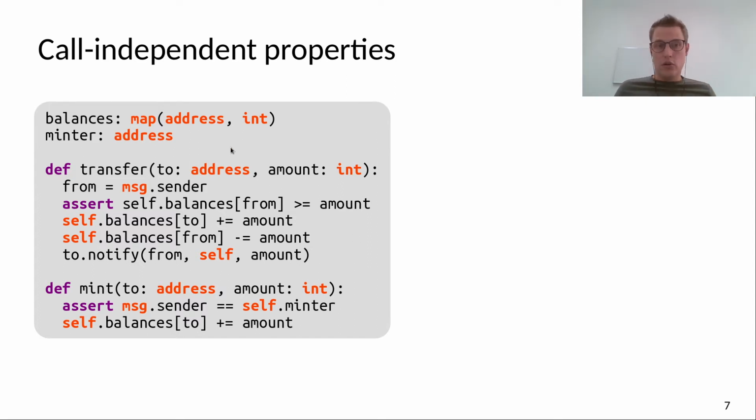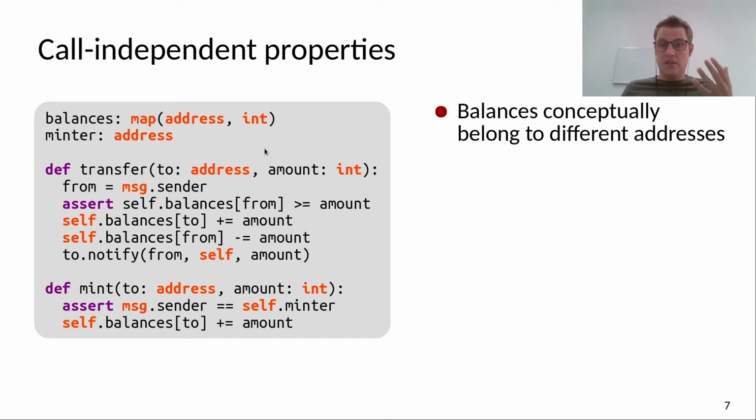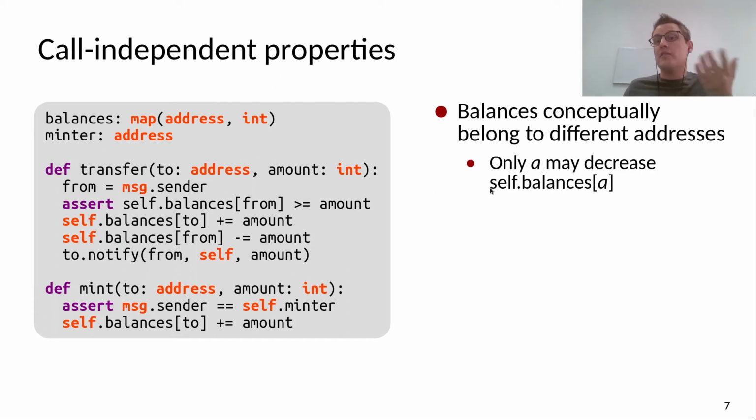So let's again look at the token contract from the beginning. If I'm a client of this token contract, one important property that I want is that nobody else can just take my tokens away. In other words, since conceptually my balance belongs to me, I want that only I can decrease my balance. Others can increase my balance by just transferring tokens to me, but only I should be able to decrease it.